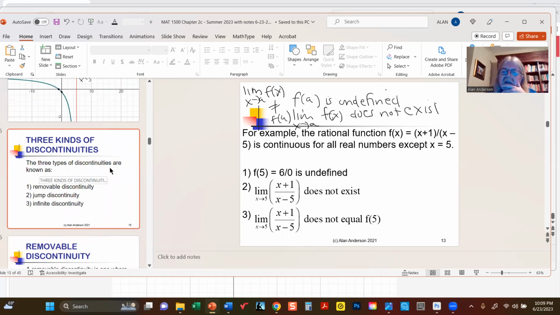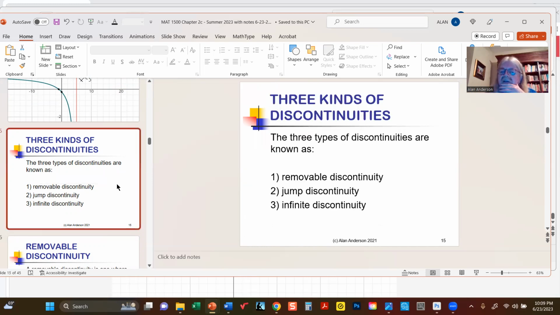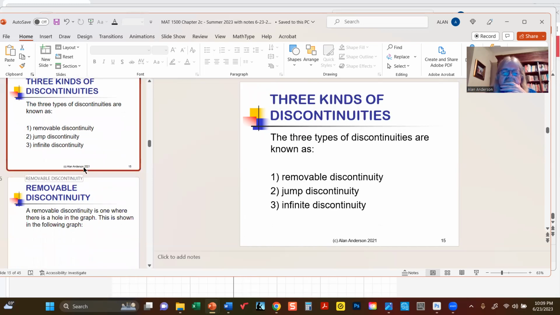Now, it turns out, as you probably get a sense of by looking at the graphs we had before, there are 3 basic types of discontinuities. It matters a great deal which one our function has, because sometimes, even if the function doesn't satisfy our requirements, there may be ways of working around that. It depends on which type of discontinuity we have. So we have removable, jump, and infinite.